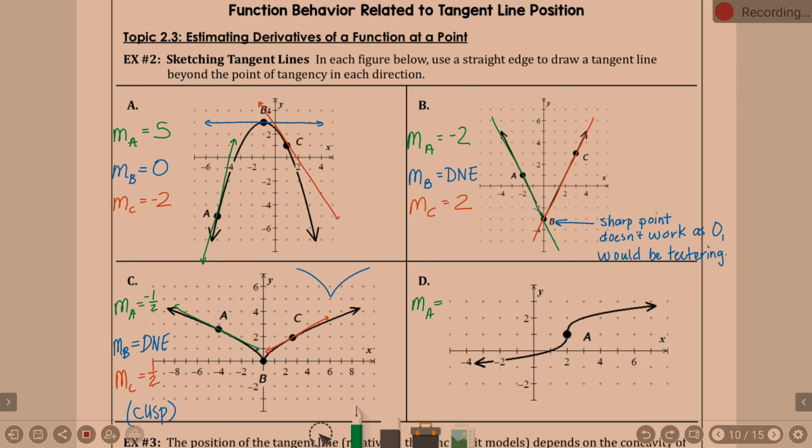Yeah. Trick question. No slope. What's my tangent line going to look like? Straight up and down. Yeah, it's gonna touch. I mean, there is a tangent line here, but it would be a vertical tangent line. What's the slope of a vertical line?